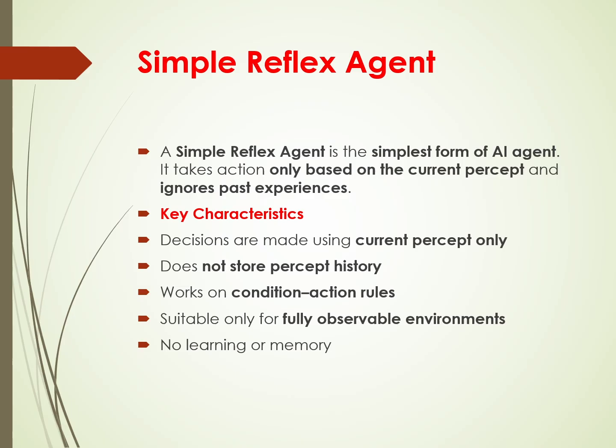Simple reflex agent. A simple reflex agent is the simplest form of agent. It takes actions only based on the current percept and ignores past experience. The key characteristic of a simple reflex agent is that decisions are made using the current percept only. It does not store percept history. It works on condition-action rules, is suitable only for observable environments, and has no learning or memory.